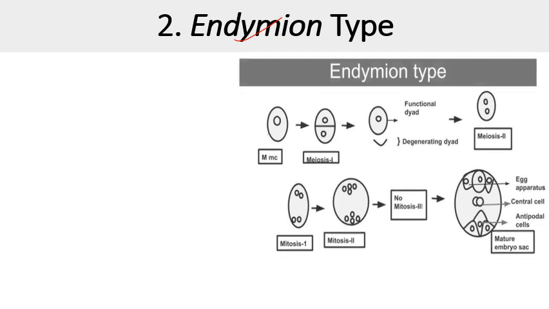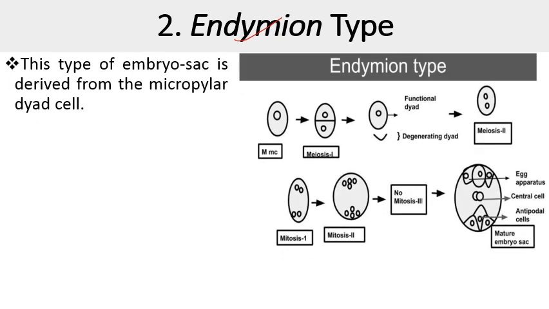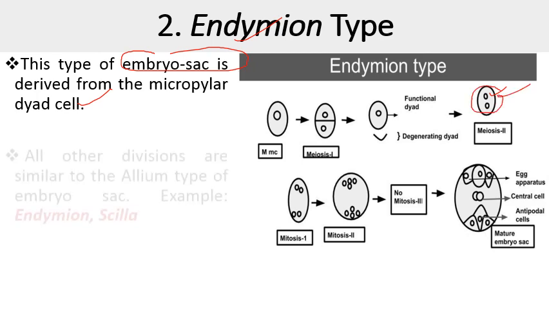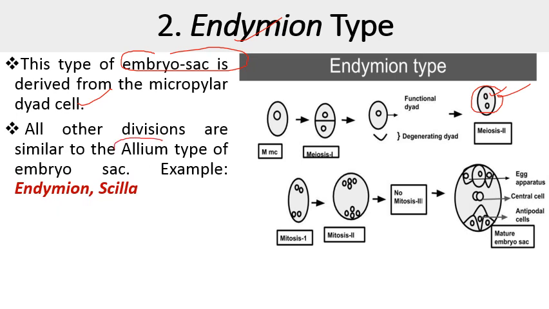Second type of bisporic embryo sac is Endymion type. In this case, it is just similar to the Allium type, but here the embryo sac is derived from the micropylar dyad. जबकि जो Allium type है उसमें embryo sac बनता है chalazal dyad से. In the Endymion type, जो embryo sac है develops from the micropylar dyad. This is the only difference. All other divisions are similar to Allium type. और सारे के सारे जो divisions हैं वो Allium type की तरह ही हैं. The examples of plants which contain this type of embryo sac are Endymion and Scilla. So these plants contain embryo sac development like Endymion type.